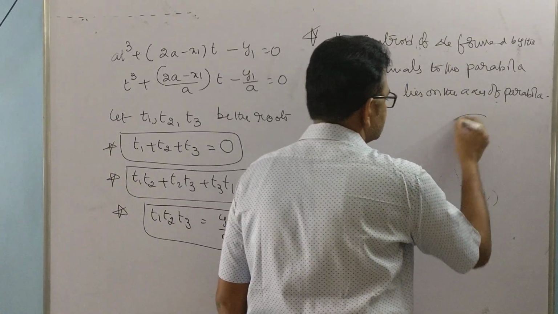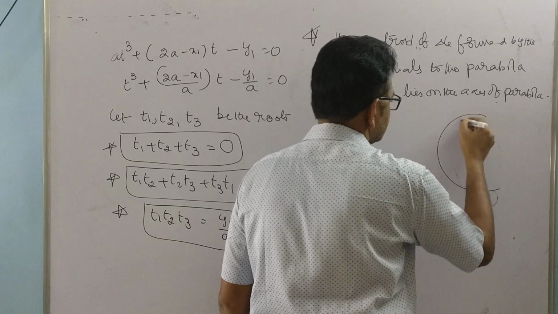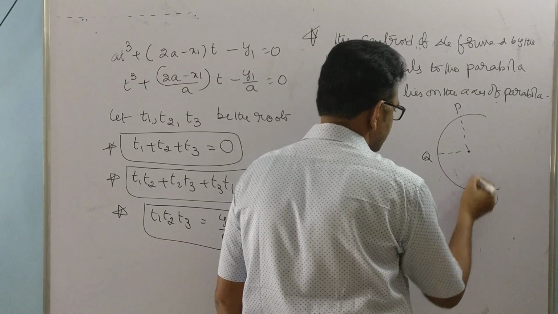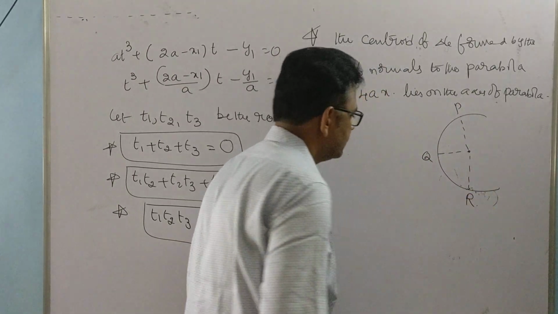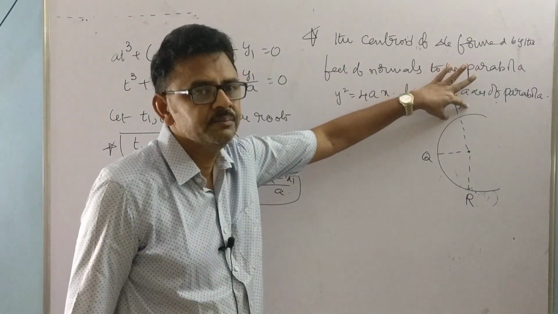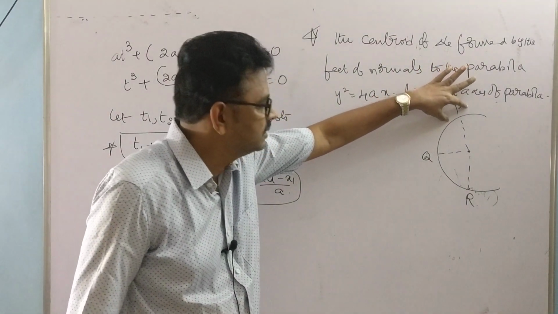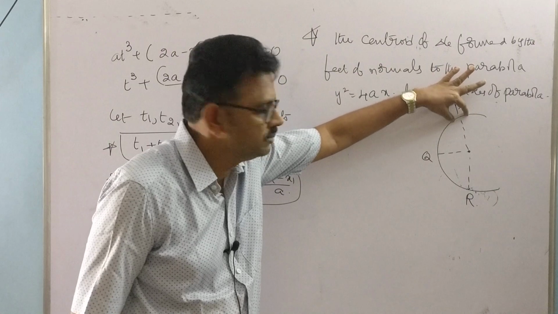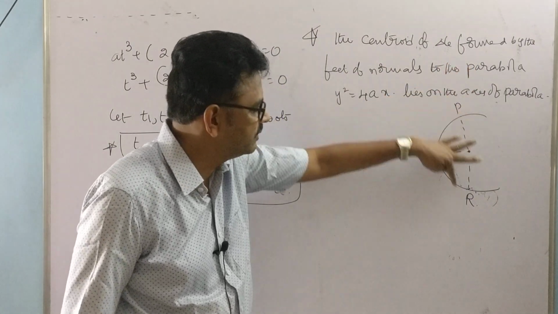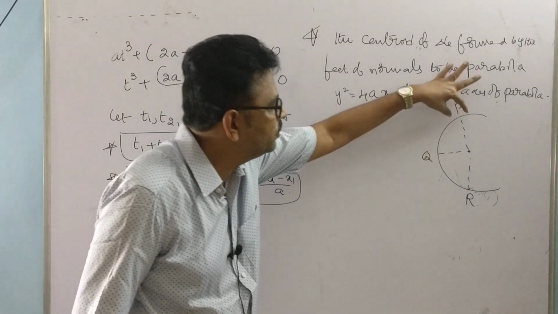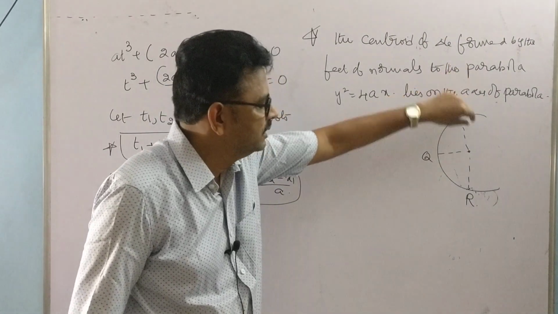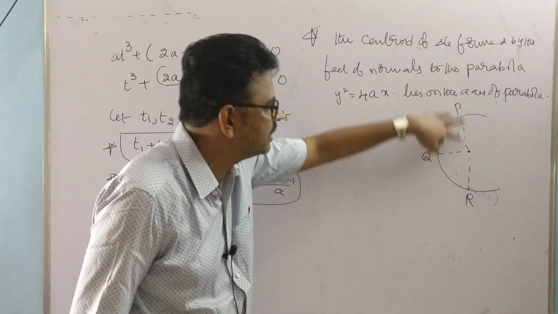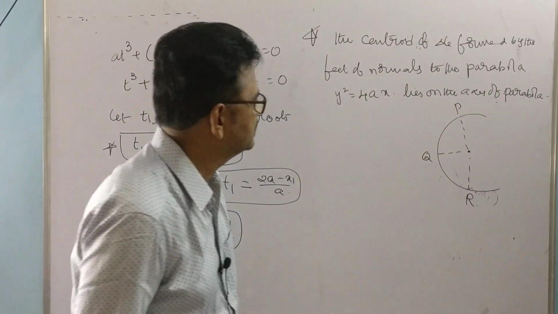Feet of normals means, so this is the point. This is one normal, the point is P. This is one normal, the point is Q. This is one normal, the point is R. So these are called feet of normals. Simply they are called co-normal points. The normals which pass through the point (x1, y1) and meet the parabola, these points are called feet of normals, or co-normal points. The points at which the normals cut the curve are called co-normal points.